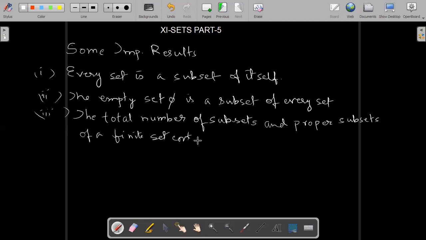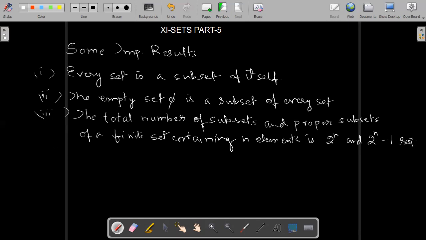Suppose n is any natural number, and the set contains n elements. If a set is containing n elements, then how many subsets can we make? 2 raised to power n. And how many proper subsets can we make? One less, that is 2 raised to power n minus 1, respectively.